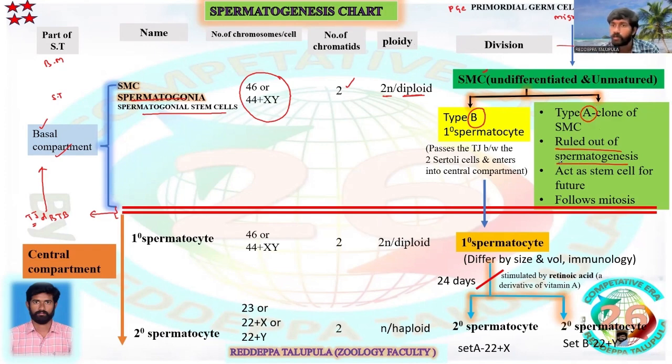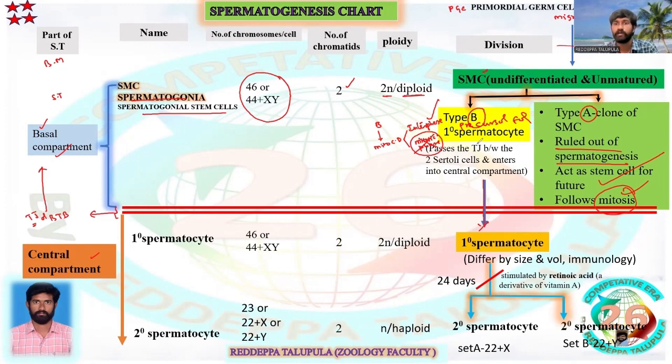Type A will be ruled out of the spermatogenesis, act as the stem cell for the future and follow mitosis. Type B will act as the precursor for the primary spermatocyte. What will happen? B will follow mitotic cell division and complete the interphase, but the mitotic phase will not occur. That means karyokinesis and cytokinesis will not be seen. Directly, without this happening, it will pass from the basal compartment to the adluminal compartment or central compartment.